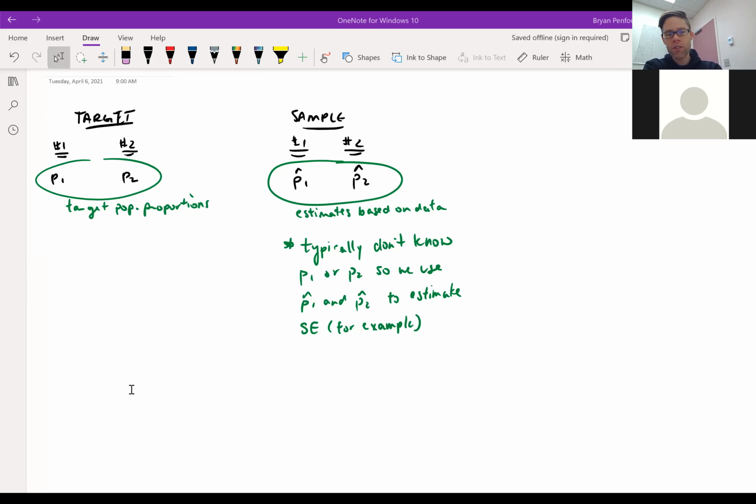And with two proportions, since we didn't know P1 and P2, we estimated this pooled number and then used the pooled number essentially to get a better estimate for the standard error. Now, this is the proportion idea.